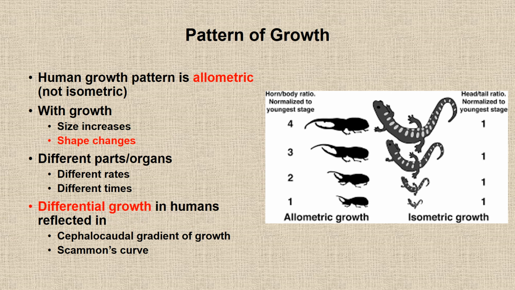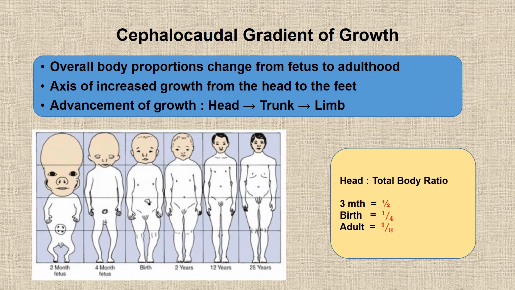Now, differential growth in humans is reflected in the cephalocaudal gradient of growth and the Scammon's curve. The cephalocaudal gradient of growth means there is an axis of increased growth from the head to the feet, and advancement of growth happens from the head, then the trunk, and then the limb. Therefore, the overall body proportions change from fetus to adulthood.